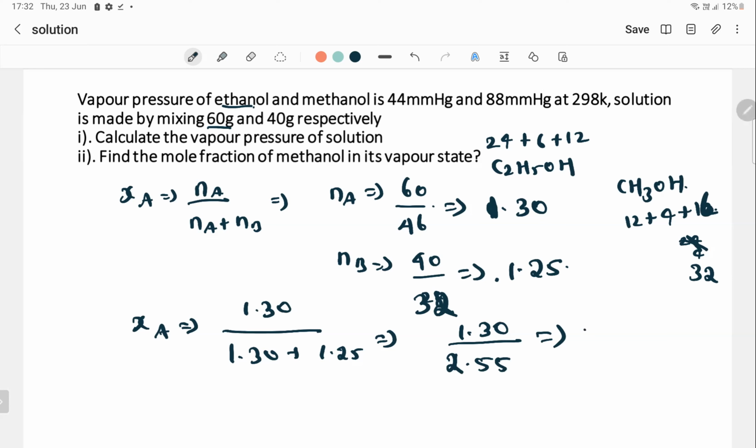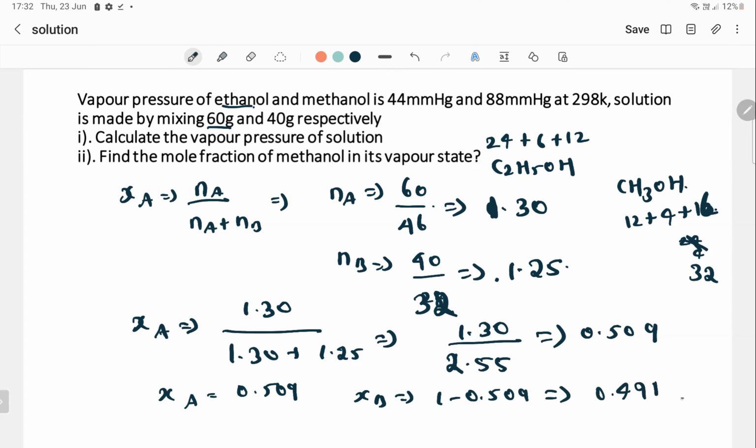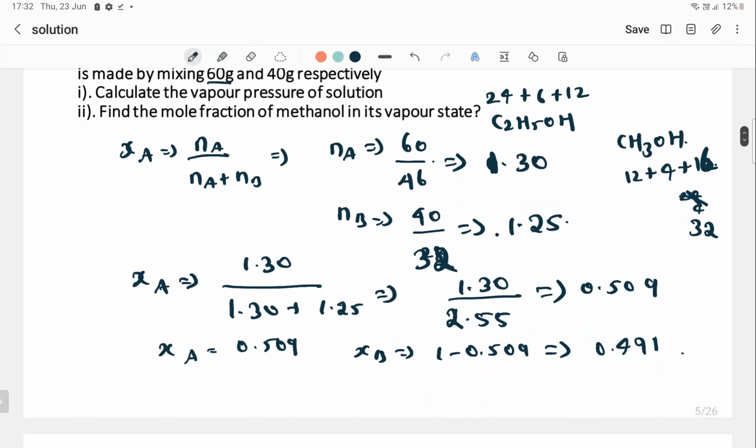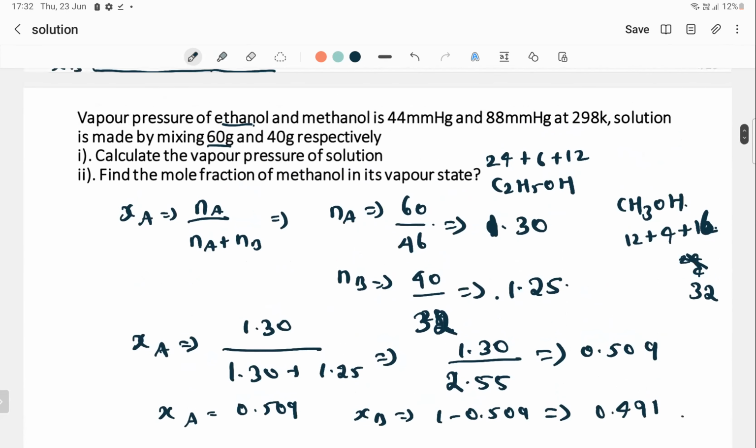So which means your value will be 0.509. So XA is equal to 0.509. So XB is equal to 1 minus 0.509, which means 0.491. Got this answer? So now substitute in P total. What is your P total value?